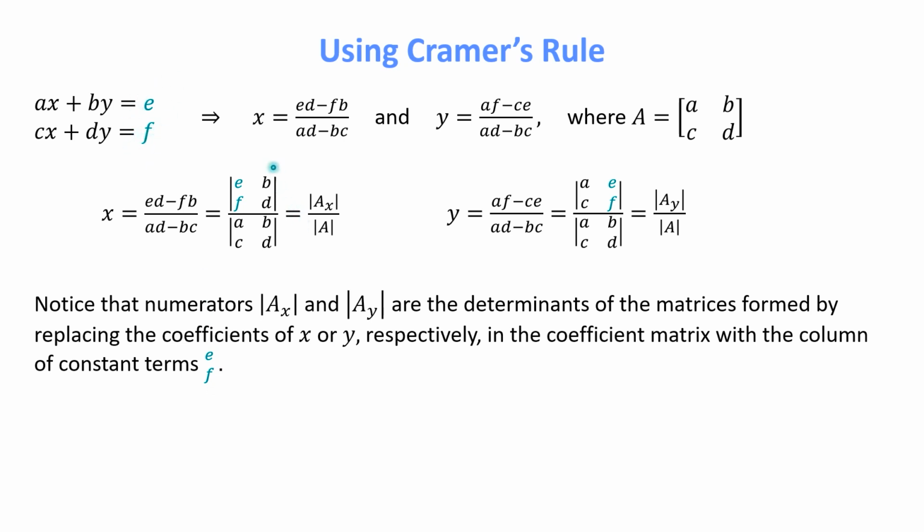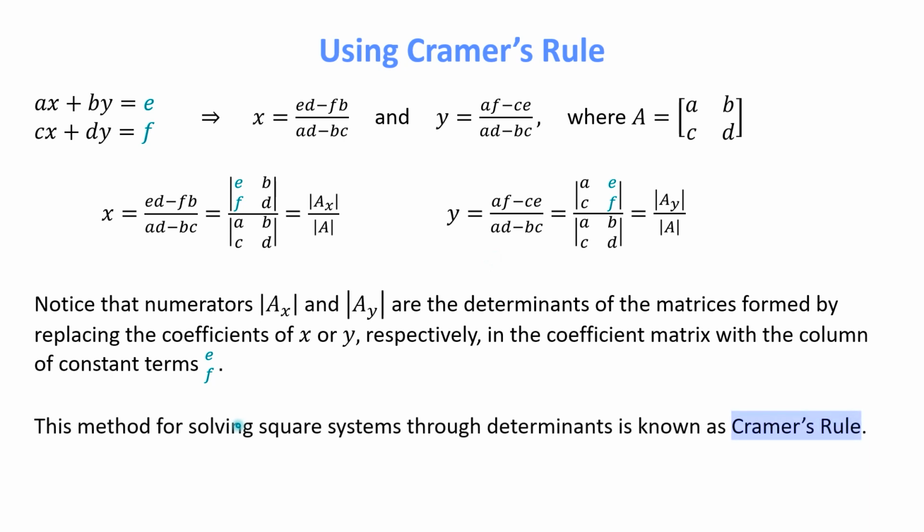So in the first column, because x is the first variable, we replaced a and c with e and f. So a and c were replaced by e and f. Now y is the second variable, so the second column now will be replaced with e and f. So b and d have been replaced with e and f. And we can extend this further for 3x3 systems, 4x4 systems, and so on.